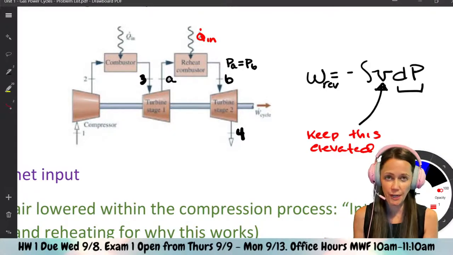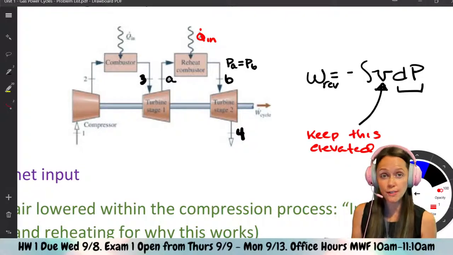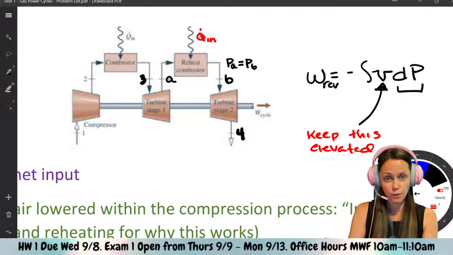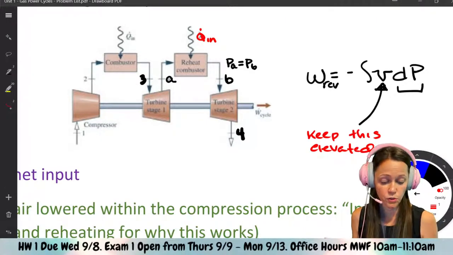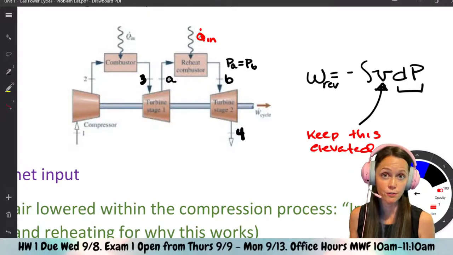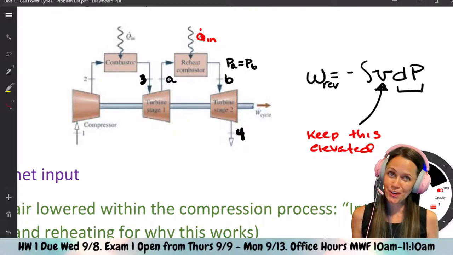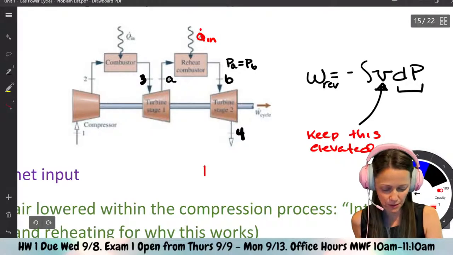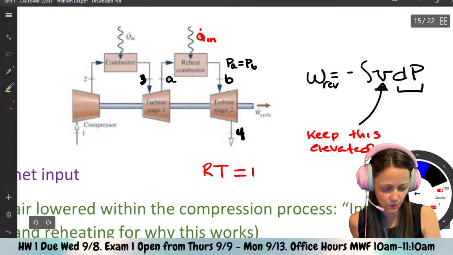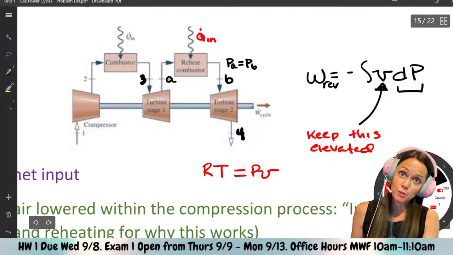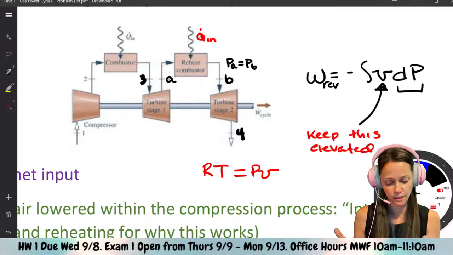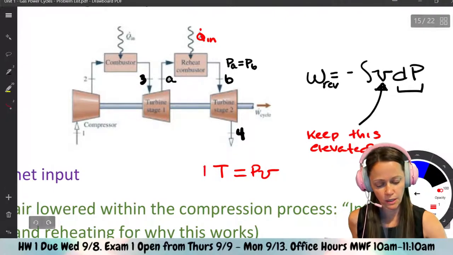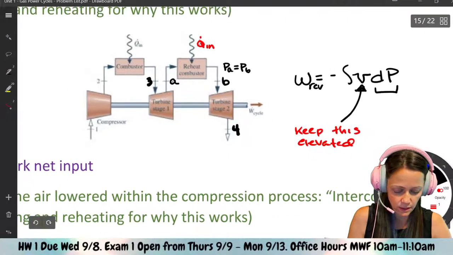Don't worry too much about the negative there. Just keep in mind we're using sign conventions. Whatever number we calculate, it's going to be a positive number. So you're looking at the absolute value of this, and you want it to be big. And so keep that specific volume high by keeping the temperature high, right? It's all related because we've got the ideal gas law, RT equals PV. Keep the temperature high, you keep the specific volume high, and you do that by adding heat between each expansion stage.